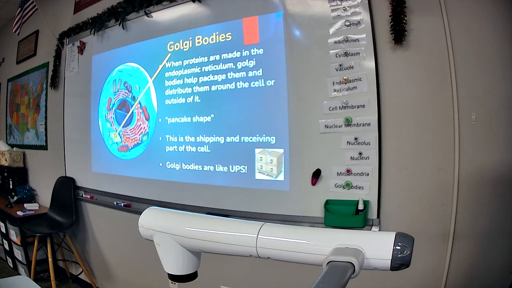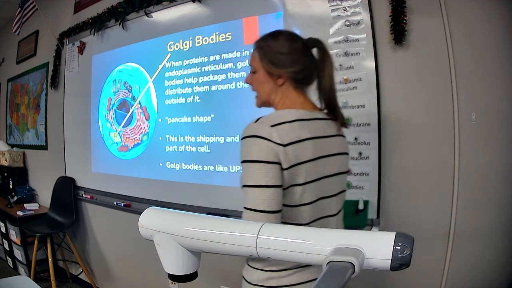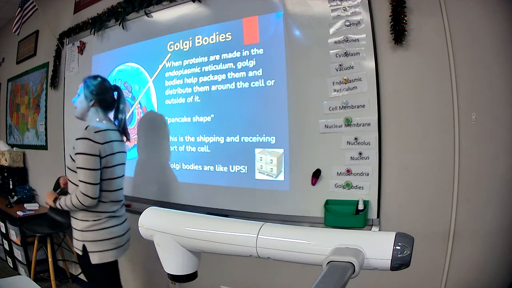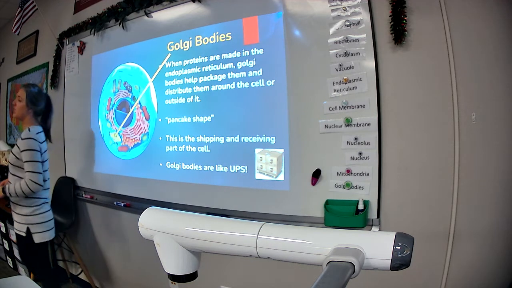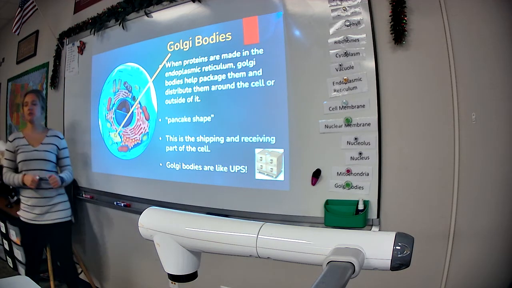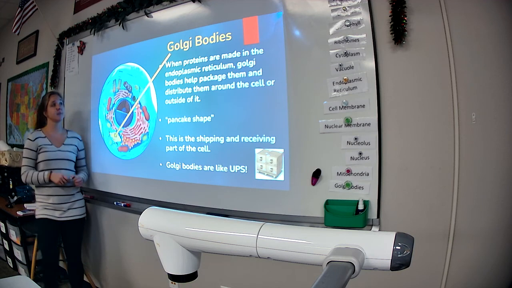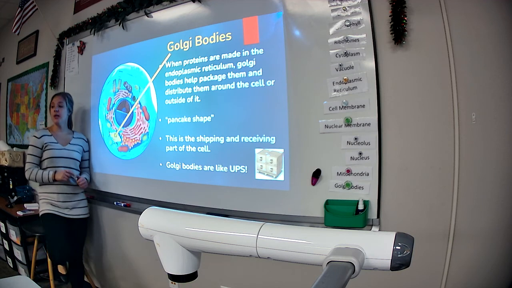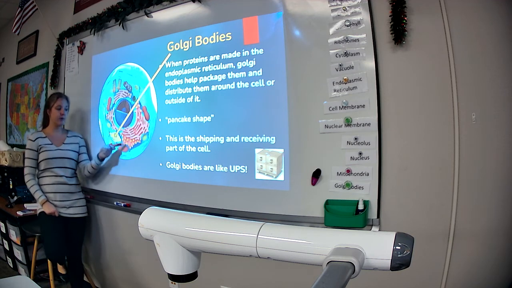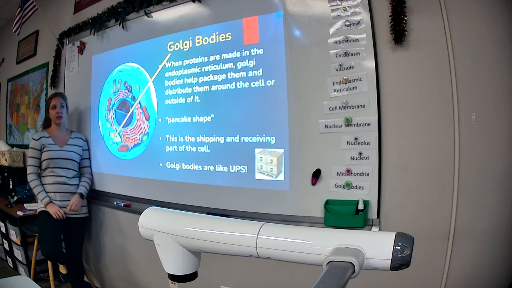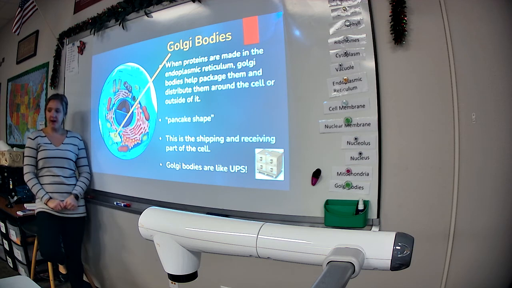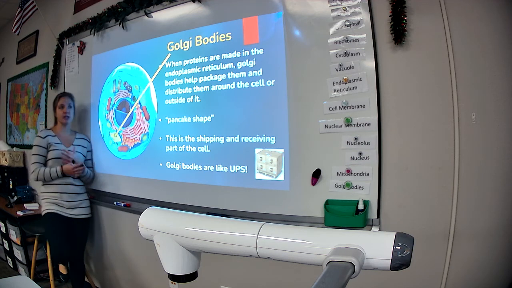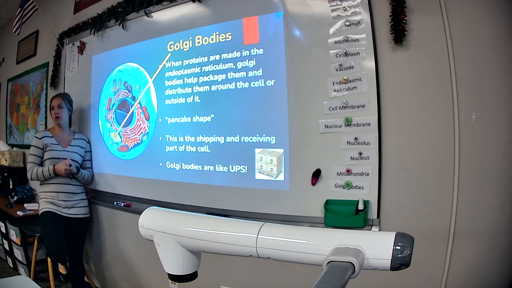The Golgi bodies. Okay? Now, there are some people that refer to this as the Golgi apparatus. That's a little more complicated, so we call it Golgi bodies. Now, when the proteins are made by the ribosomes and the endoplasmic reticulum, the Golgi bodies help package the proteins and distribute them around the cell or outside of it.